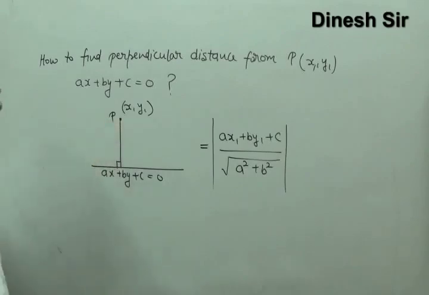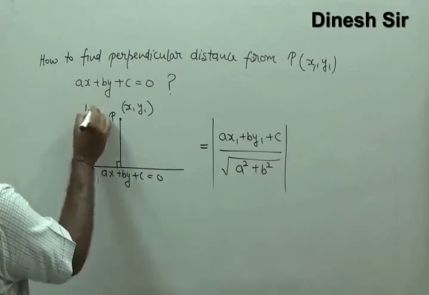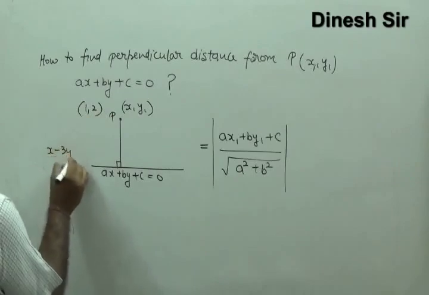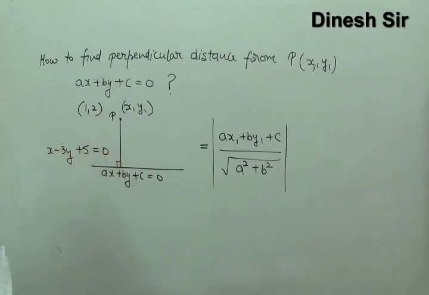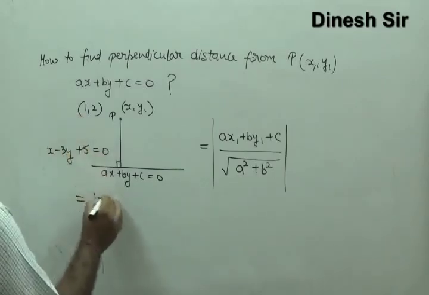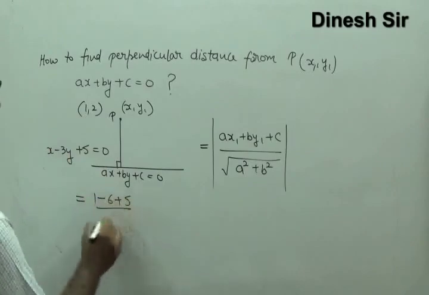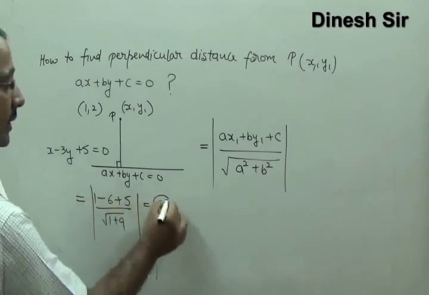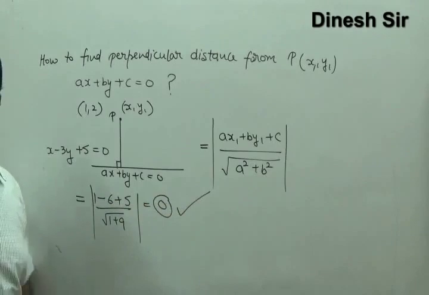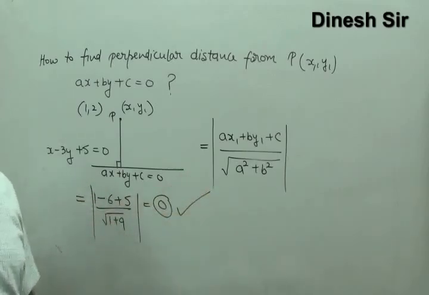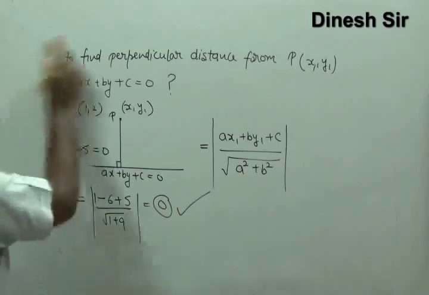We will also take one example here. Suppose one point is (1, 2). A line is given as x - 3y + 5 = 0. We have to find the distance. Very simple. Put the point here: 1 - 6 + 5 upon under root of 1 + 9. That is equal to 0 upon root 10, which is 0. It means we can say that this point will lie on the line. Hence the perpendicular distance from the point to the line is 0. The formula is simple now: (ax1 + by1 + c) upon root of (a square plus b square).